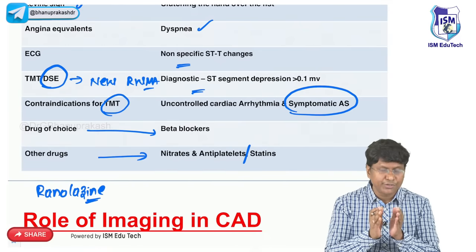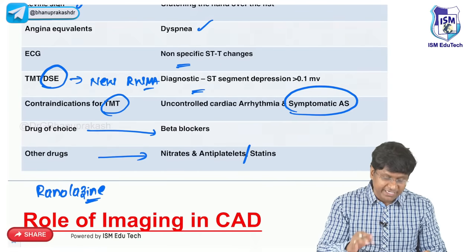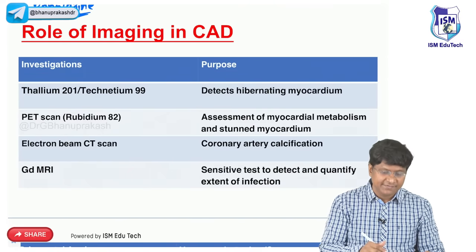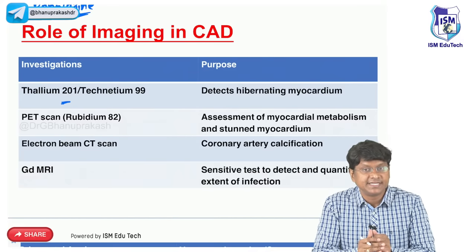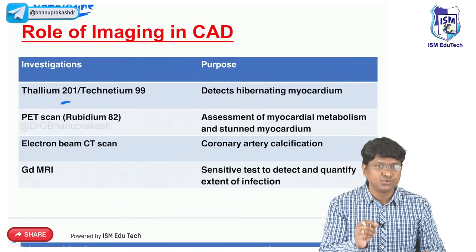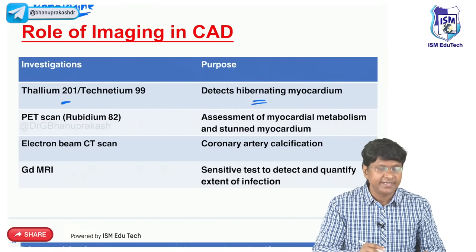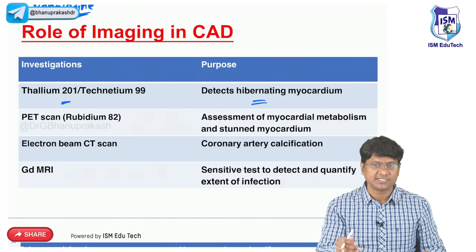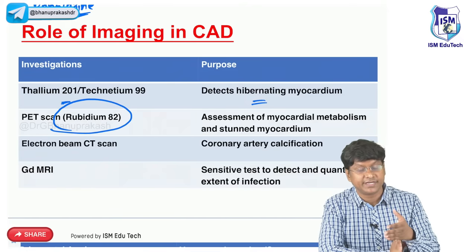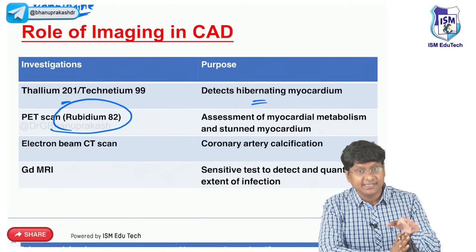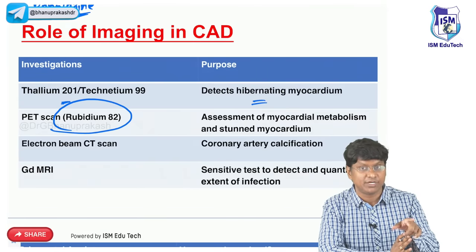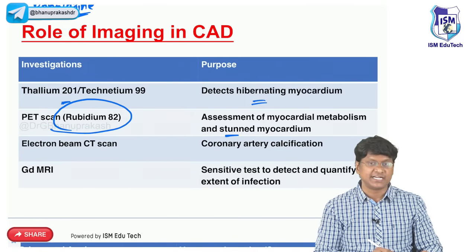Now you need to be very much aware of what is the role of imaging in coronary artery disease. If you see the role of imaging in coronary artery disease, we have some imaging methodologies, that is thallium-201 or technetium-99. This thallium-201 or technetium-99 is useful for detecting the hibernating myocardium. What is hibernating myocardium and what is stunned myocardium? I will discuss that. And we have a PET scan, that is rubidium, where we use the radionuclide substance rubidium-82. The purpose of this PET scan is for assessment of myocardial metabolism and also for diagnosing the stunned myocardium.